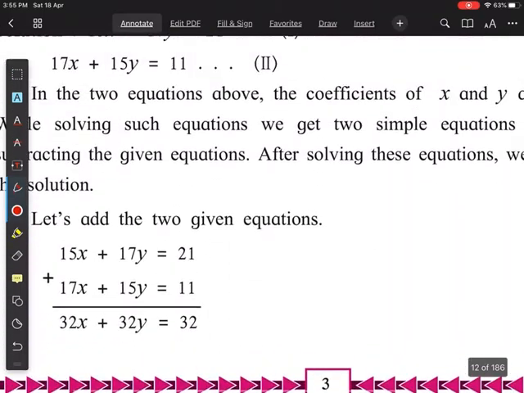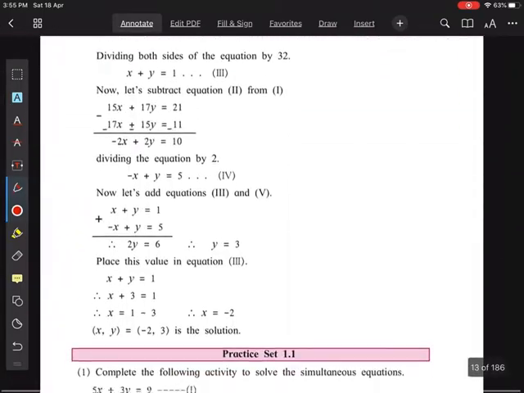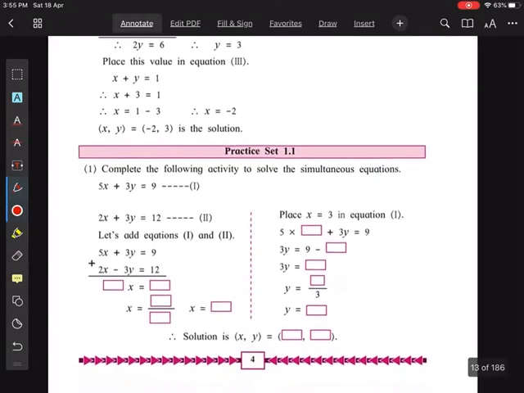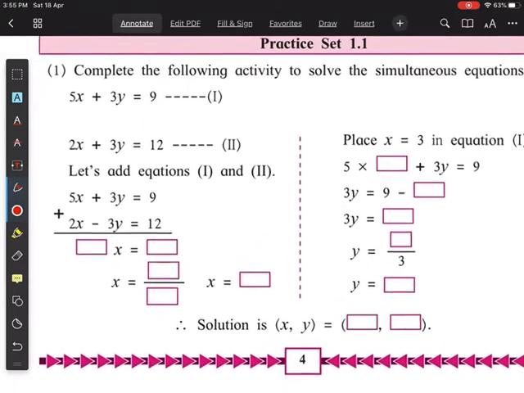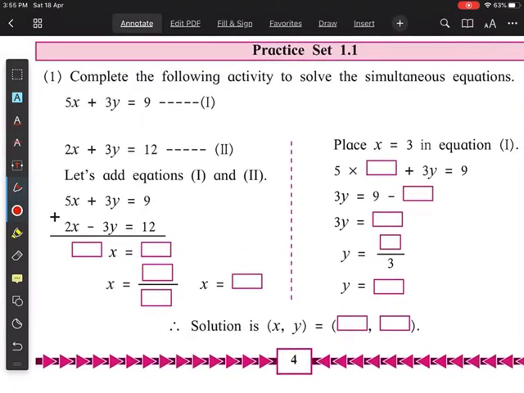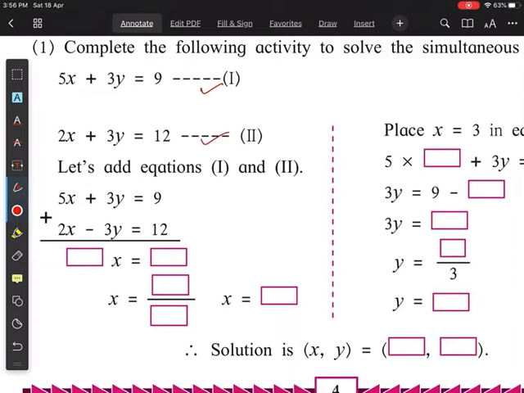If we have two equations at the same time, then we can call it a simultaneous equation in two variables. Now first we will solve this activity. You have these two linear equations in two variables, therefore they are called simultaneous equations. How to solve? The first step is to observe these two equations. Here the coefficients of x are different but the coefficients of y are the same.